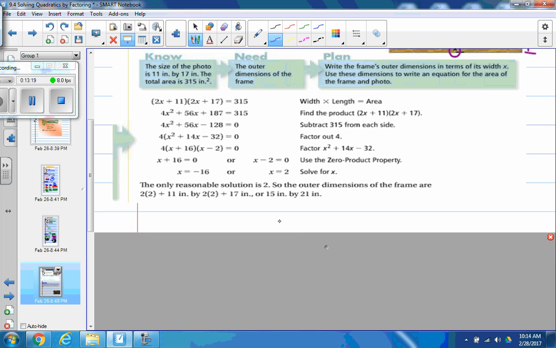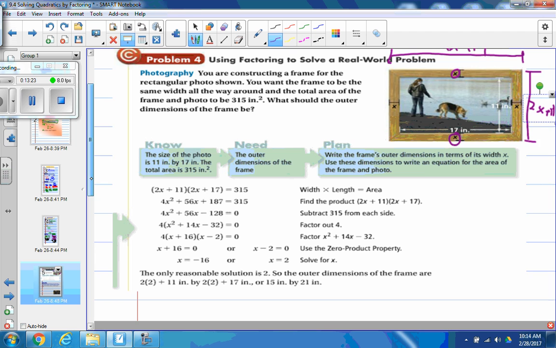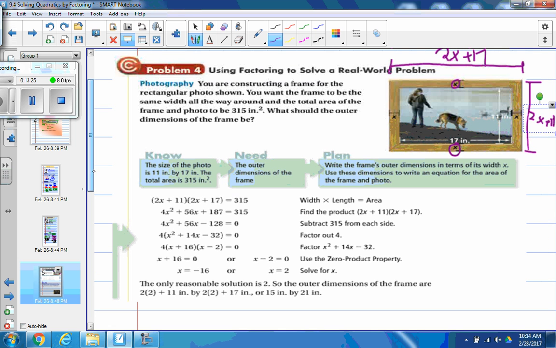Okay? And we're going to end it at that. I'm not going to have you do it on your own. But that's a great example of how you can use quadratics and solving quadratics by factoring to figure out a specific distance here. All right?